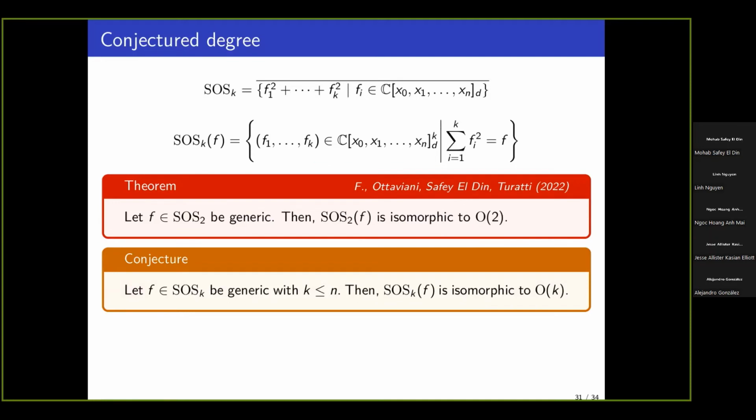And we also conjecture that the first result here, the one on SOS_{k,f}, actually goes much further. So we think that if you take some generic polynomial with fewer squares than you have variables, then this isomorphism still happens. So all of this is over C, right?